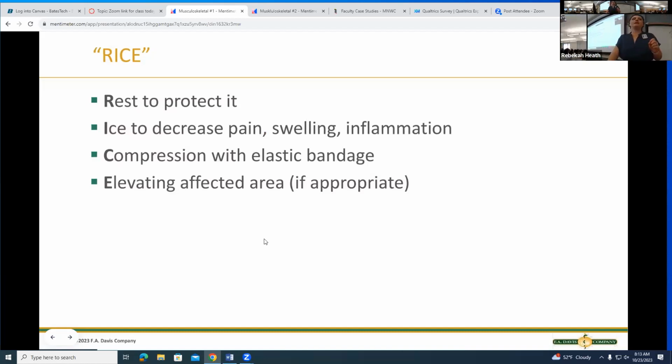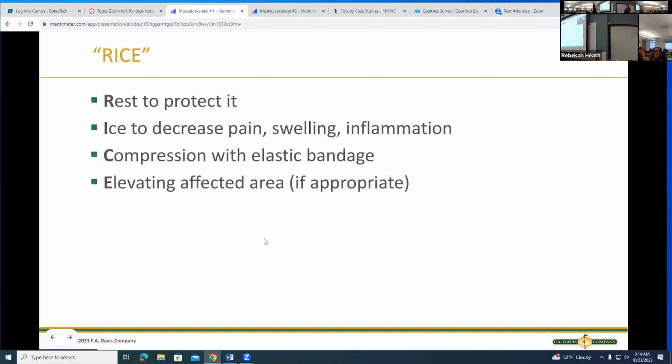So we rest it. Let's use our foot as an example. We rest it. We're not going to try to walk a lot on it. Ice. How long do we do ice for? 20 minutes on, 20 minutes off. About 20 minutes on every hour or so. Compression. Like an ACE wrap, we might want to wrap it up, and then elevate. How high do we elevate? Above the level of the heart.